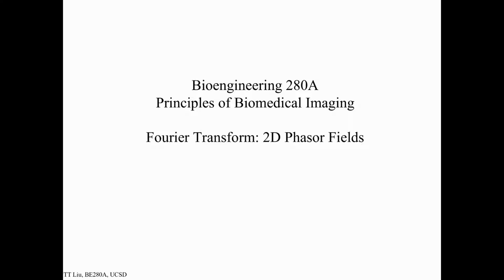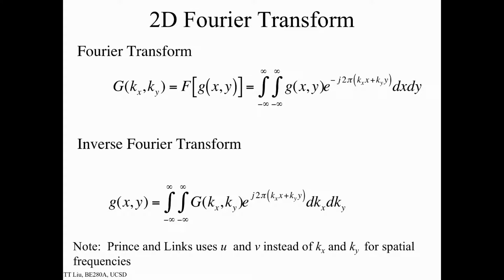In this module, we're going to look at 2D phasor fields and see how we can use those to understand Fourier transforms in a little more depth. So just as a review, these are the definitions of the forward and inverse Fourier transforms. And in this module, we'll really be focusing on this term here, this e to the minus j 2 pi (kx x plus ky y).